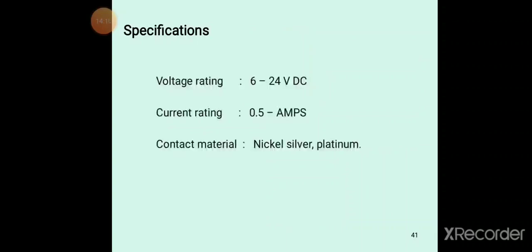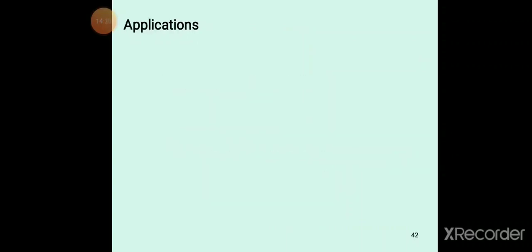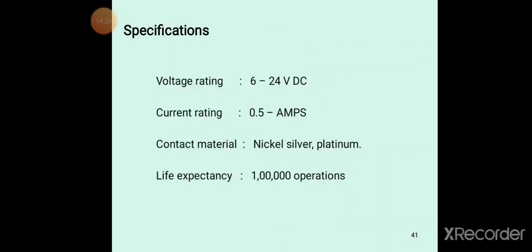The specifications of slide switches are: voltage rating is 6 to 24 volts DC. Current rating is 0.5 amperes. The materials we are using are nickel, silver, platinum. The life expectancy is 1 lakh operations.